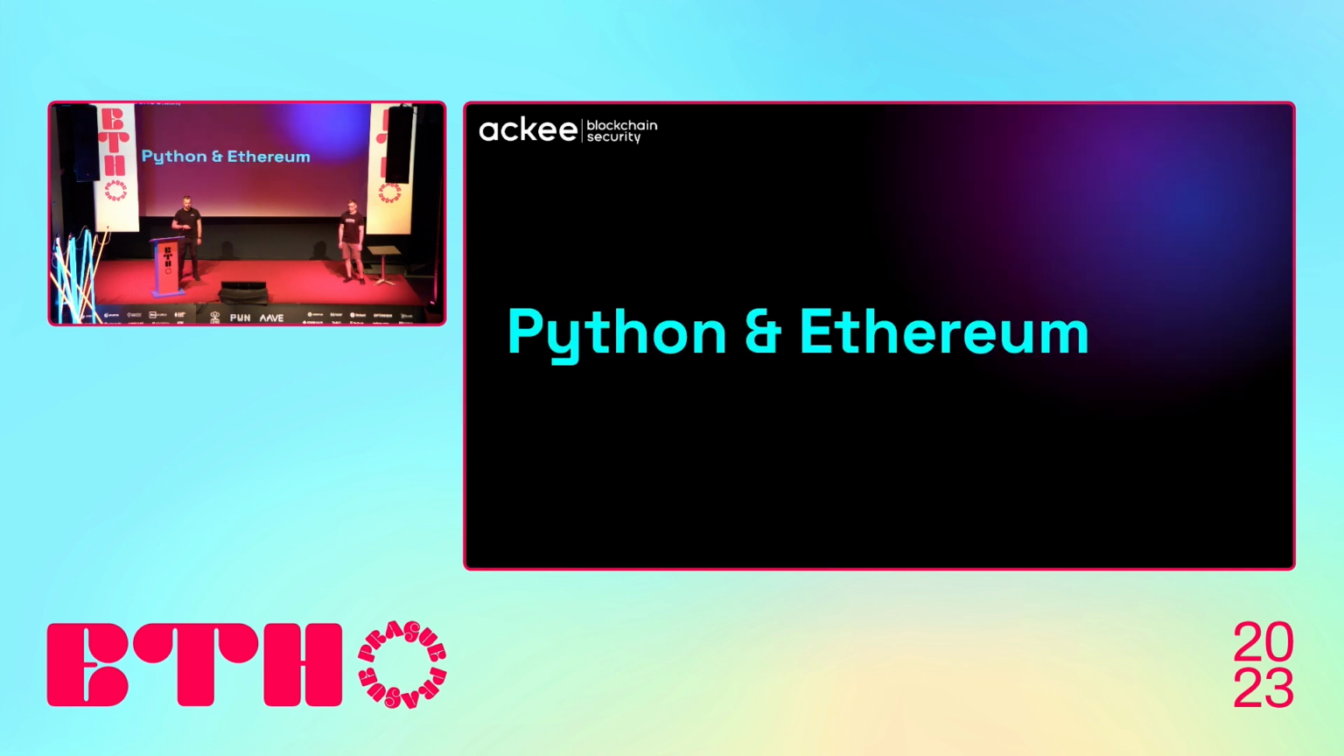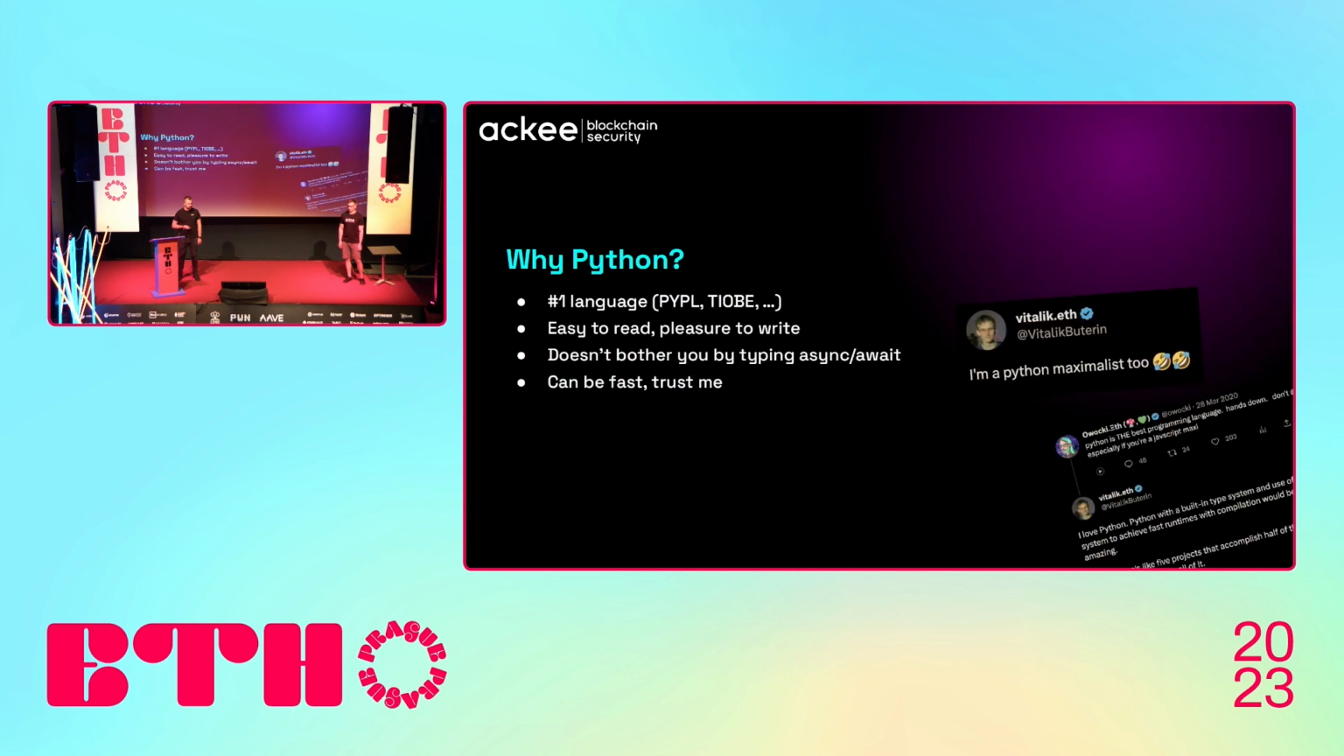So the first section is Python and Ethereum itself. I will start with Python. Why are we talking about Python, why are we not talking about JavaScript or Rust? It's still the number one language across many leaderboards, and it's used across a lot of tech industries, and it is easy to read. If we are talking about Solidity testing, it doesn't bother you by typing async await like JavaScript, or you don't need to cast addresses to interfaces like in Solidity tests. So it is a pleasure to write. And the last notable thing is that Vitalik loves it.